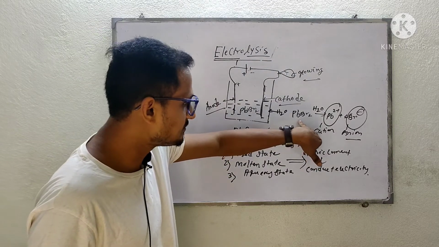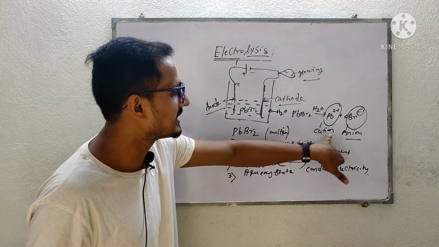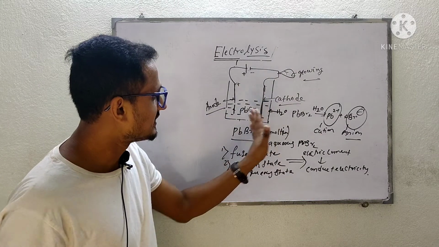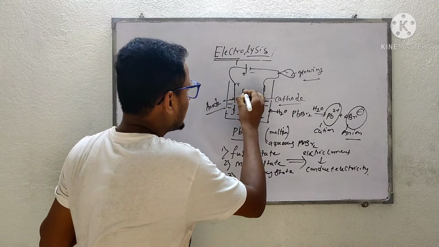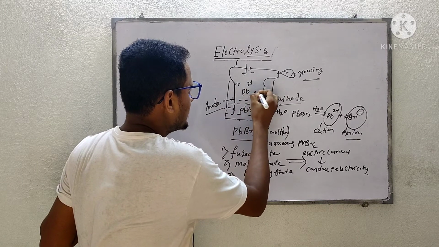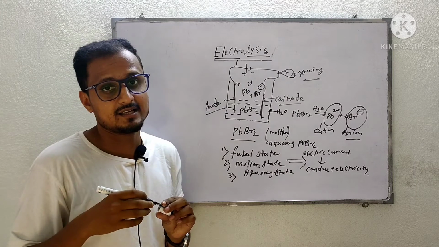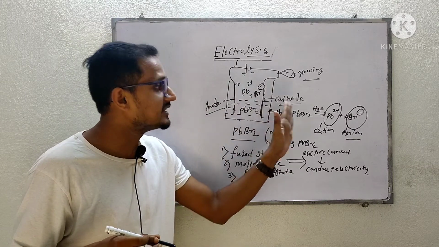So this lead bromide will dissociate to form cation and anion. Now, if you pass electricity, in the solution we have cation and anion, Pb2+ and Br-. Now these are the charged species, so they will conduct the electricity.